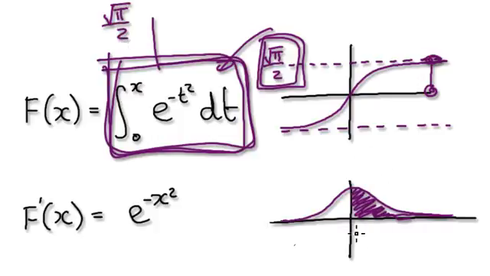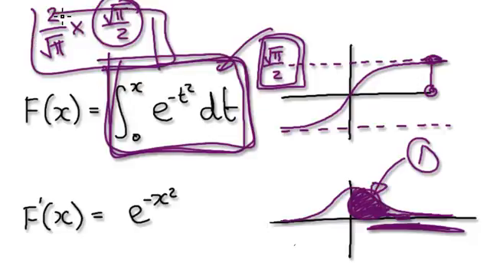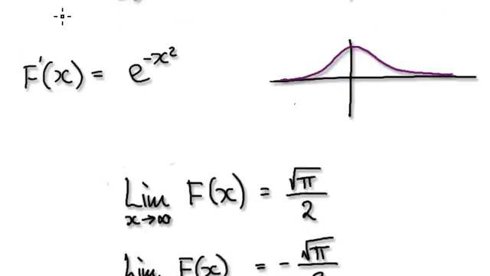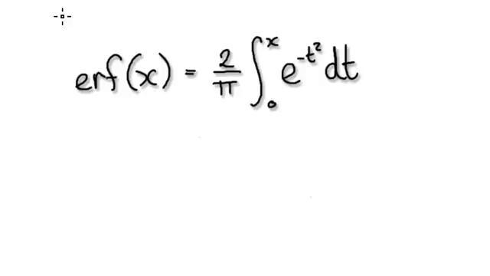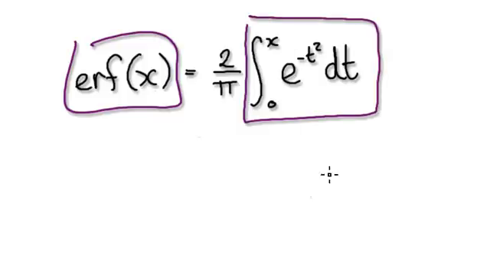Well, if we want to create a function where this area here is a convenient number 1, then all we have to do is get this thing times 2 over root pi, and then as x tends to infinity, remember x can slide back and forth, this area here will be a convenient 1.